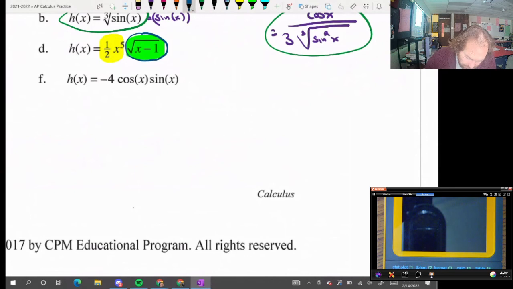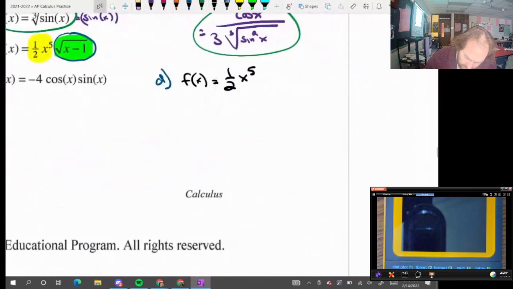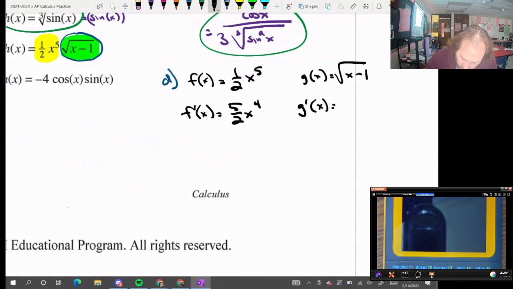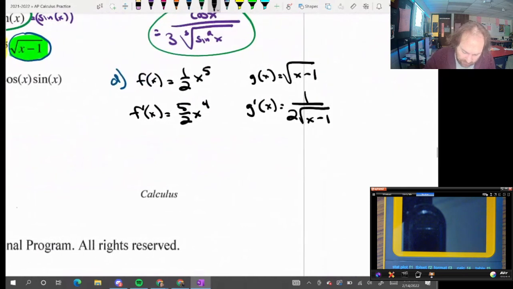However, for D, we are probably going to want to set up a little product rule grid, which is usually a good idea. F of x is 1/2 times x to the 5th. G of x is the square root of x minus 1. F prime of x is equal to 5/2 x to the 4th. And g prime of x is going to be 1/2 root of x minus 1. Again, I'm just running through that simple derivative. It's a good idea for you to just memorize the derivative of the square root of x.